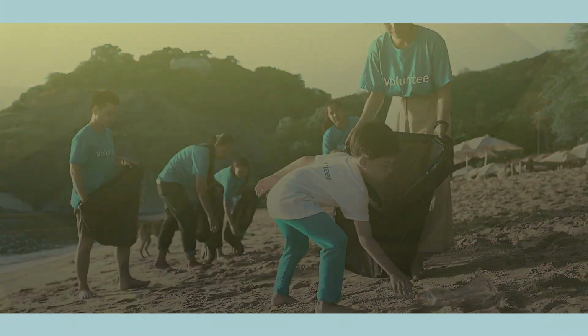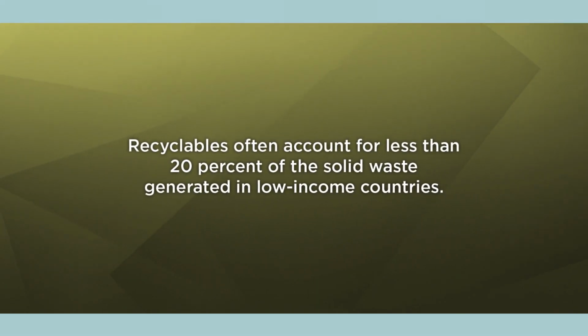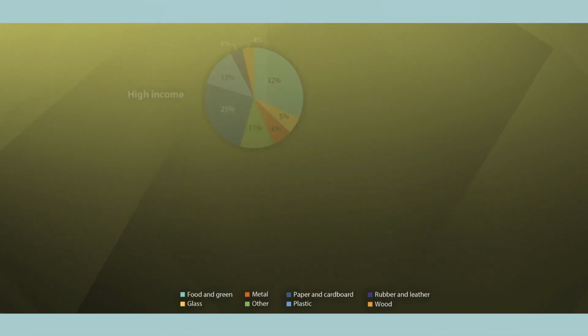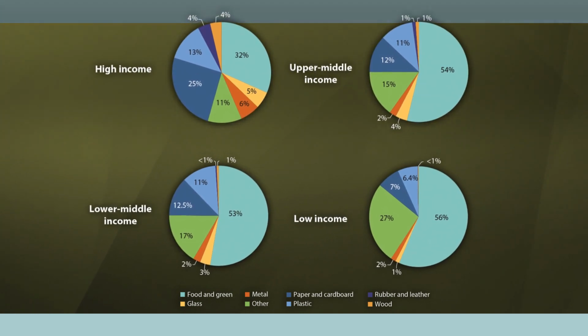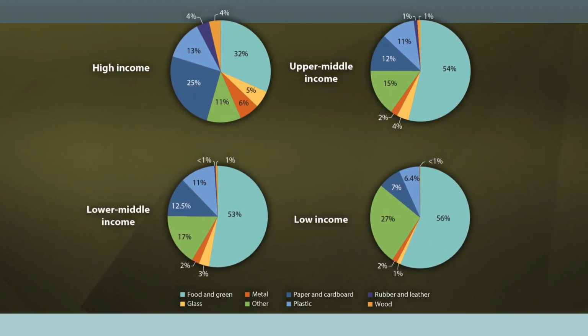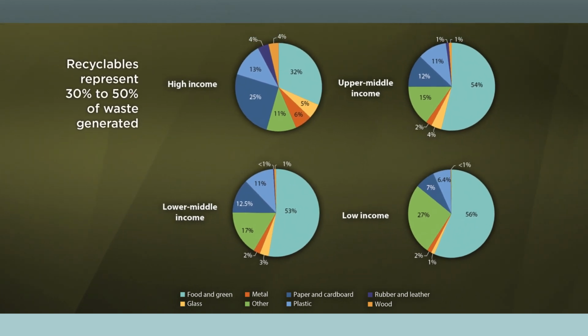According to the World Bank, recyclables often account for less than 20% of the solid waste generated in low-income countries. Municipal solid waste generation is set to increase in developing countries due to growing populations and increased urbanization. With increased urbanization and economic development, cities in developing countries can expect to see the proportion of recyclables increase in their municipal solid waste stream. In upper middle and high-income countries, recyclables represent between 30 to 50% of waste generated.